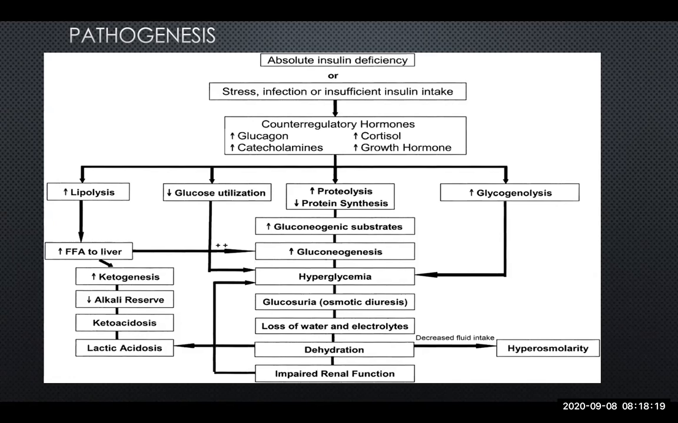We are going to get to the threshold of 170 to 200 milligrams per deciliter of glucose, and this is going to lead to the glucosuria and osmotic diuresis. The patient starts to lose water and electrolytes. He gets into the dehydration state, impaired renal function, and the state of hyperosmolarity.